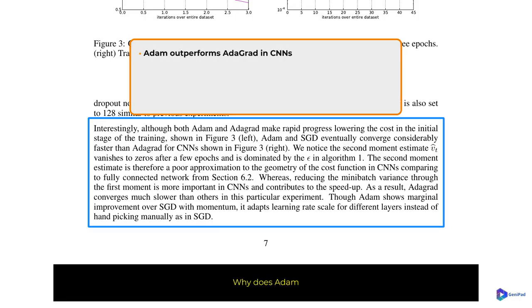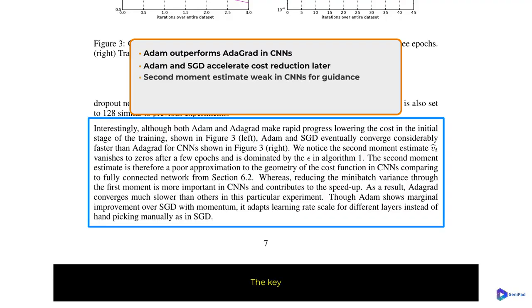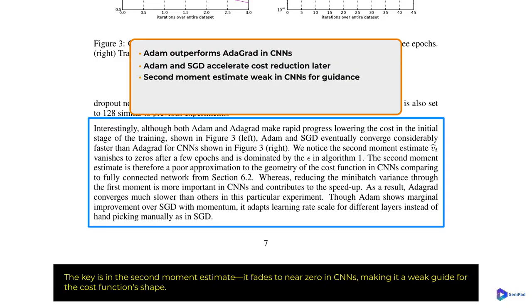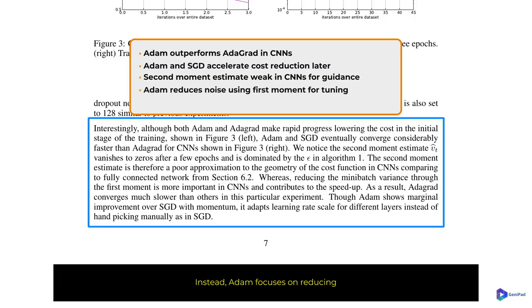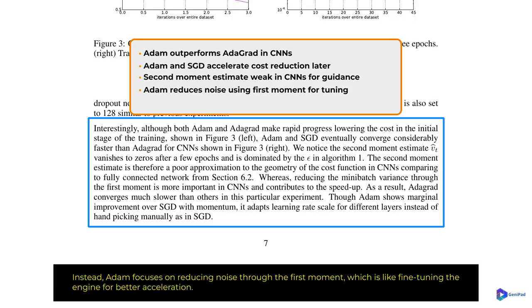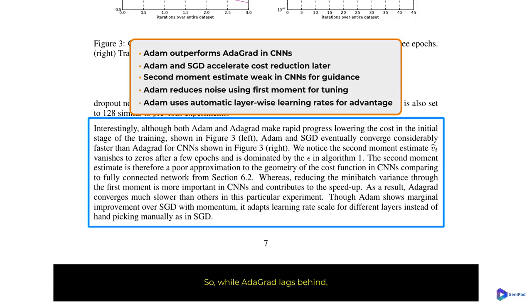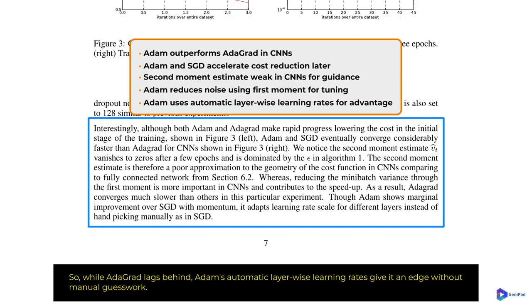Why does Adam outperform AdaGrad in convolutional neural networks? Initially, both drop the cost fast, but Adam and SGD speed up later on. The key is in the second moment estimate. It fades to near zero in CNNs, making it a weak guide for the cost function's shape. Instead, Adam focuses on reducing noise through the first moment, which is like fine-tuning the engine for better acceleration. So while AdaGrad lags behind, Adam's automatic layer-wise learning rates give it an edge without manual guesswork.